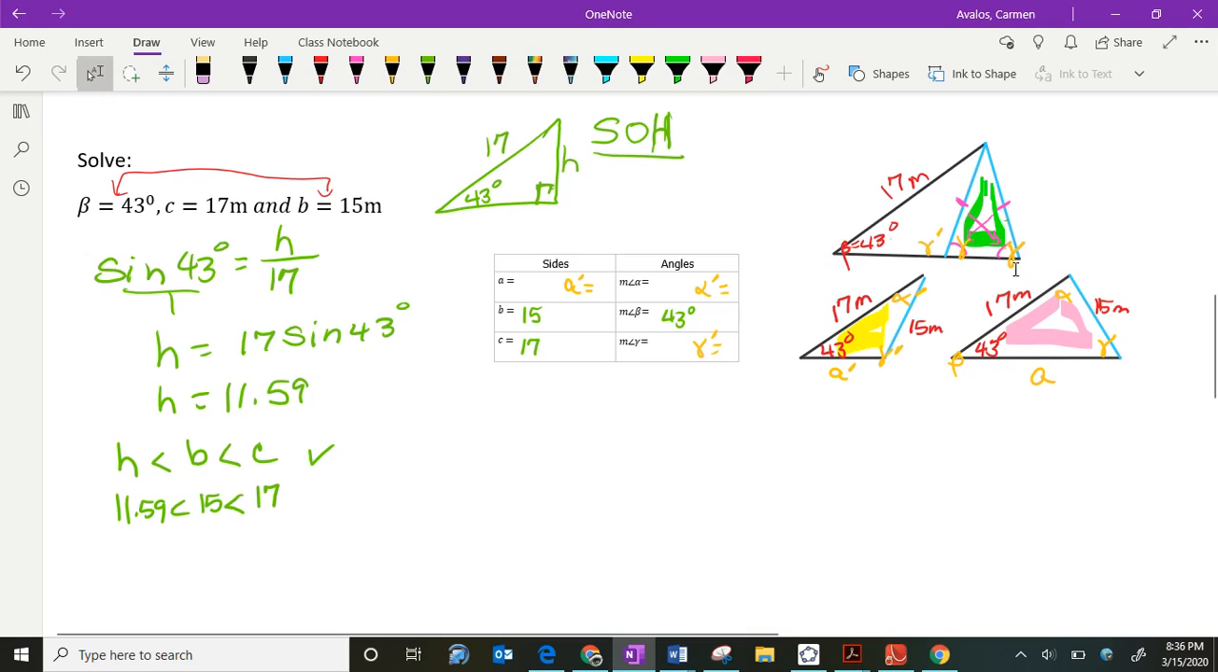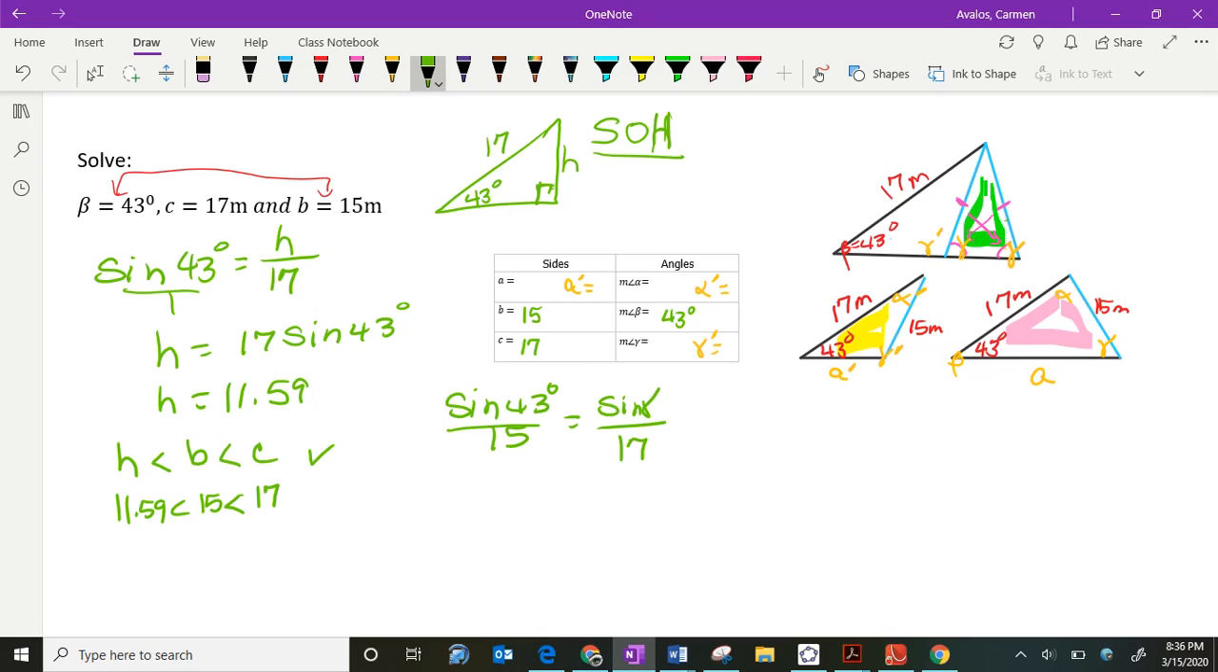The first thing we need to do is find what gamma is. So in this triangle, I need to find what that gamma is. It's still the law of sines. So I'm still going to use the same thing that I did before with the law of sines. So we are going to take the sine of 43 over 15 has to equal the sine of gamma over 17. And then we're going to do the cross multiplication on there, and we are going to solve it.